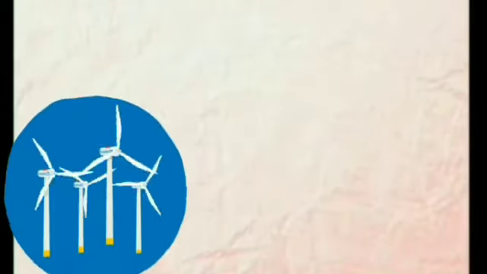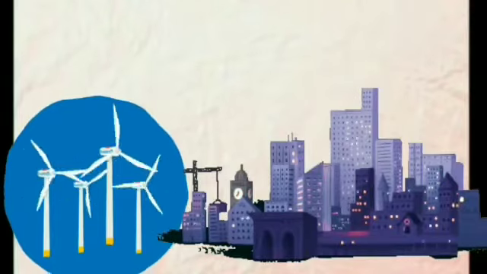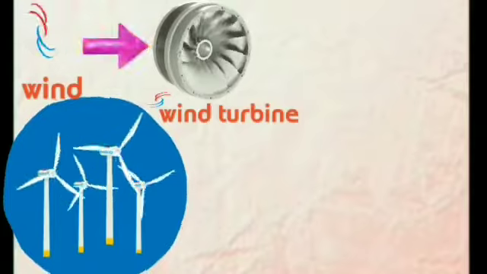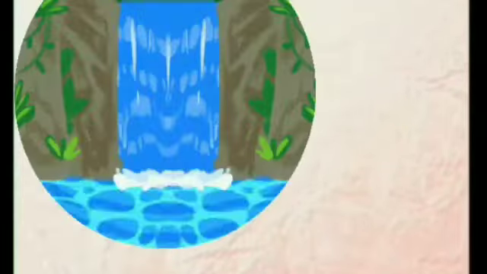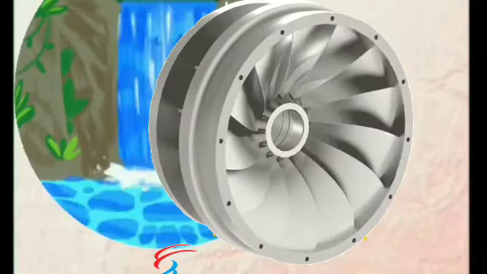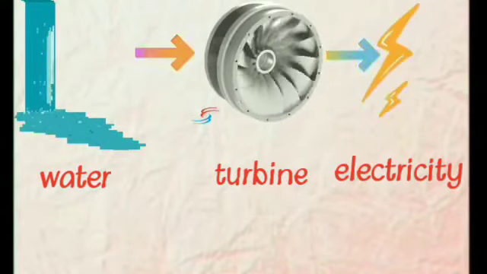Number 2. Wind energy. Energy of moving air is used to produce electricity. When the wind turns the blades of a windmill, it spins a turbine to produce electricity. Number 3. Water energy. The flow of water from the dams is used to run the turbine, and thus water energy also gets converted into electricity.